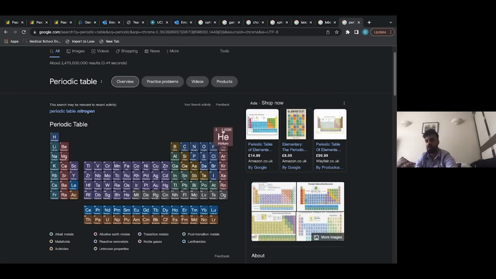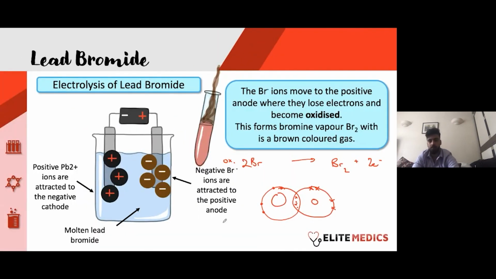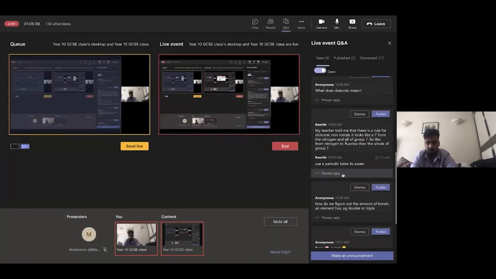All of group 8 are not diatomic, even though they're non-metals, because they have a full outer shell anyway. Carbon is pretty stable by itself, so it doesn't need to do that. Sulfur, again, is also pretty stable. It doesn't really need to be diatomic. Okay. All right, good. Let's move on. Any other questions?